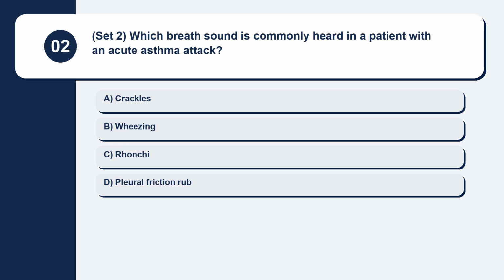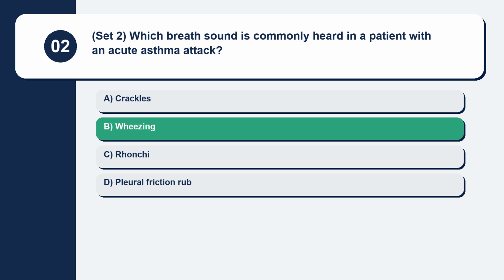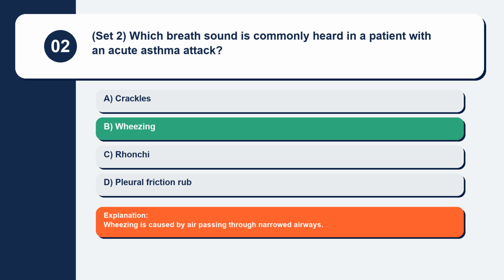Question 2. Set 2. Which breath sound is commonly heard in a patient with an acute asthma attack? Crackles, wheezing, rhonchi, pleural friction rub. Wheezing is caused by air passing through narrowed airways.